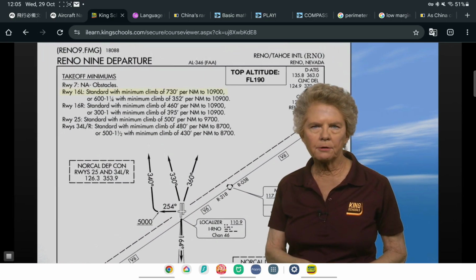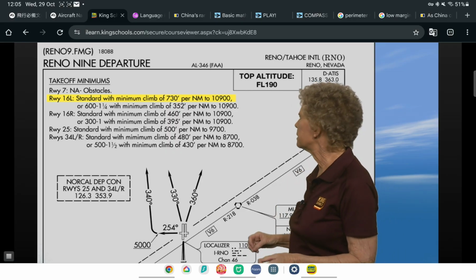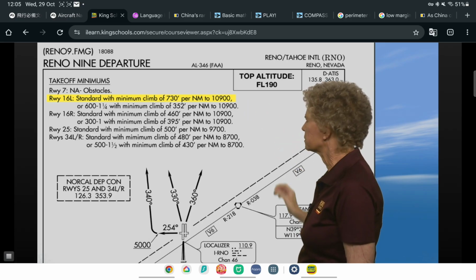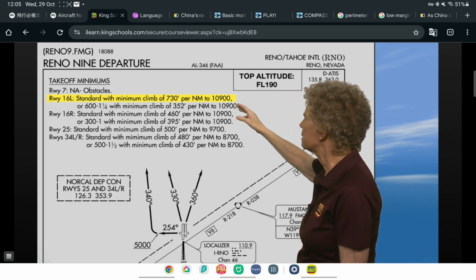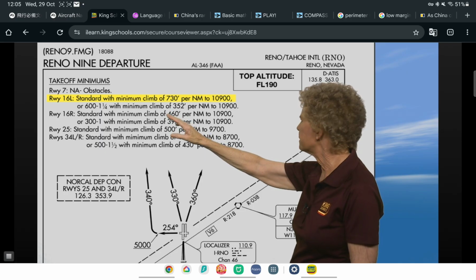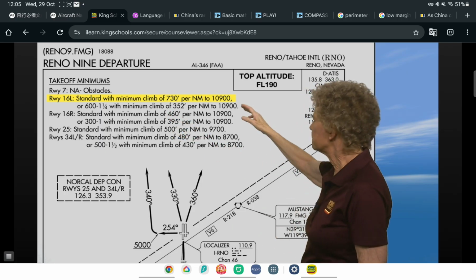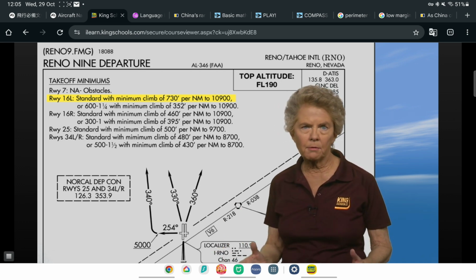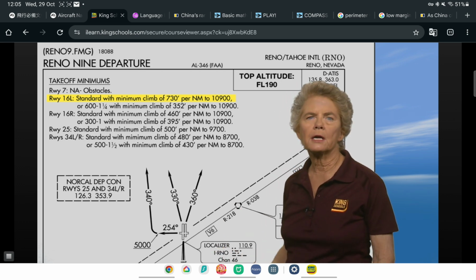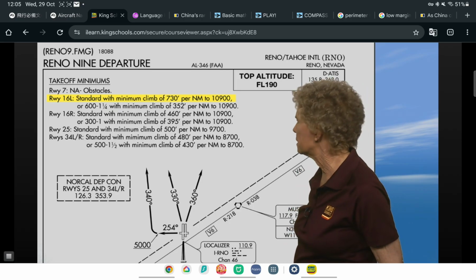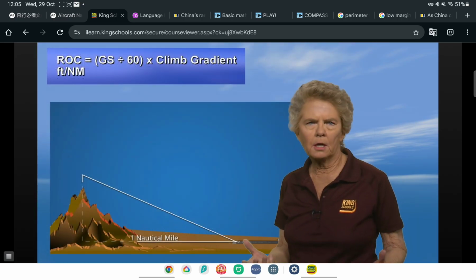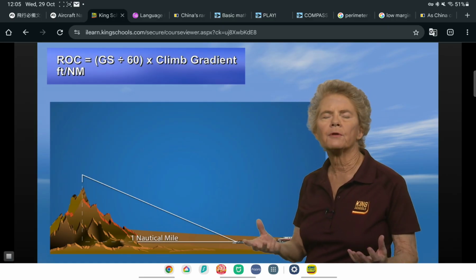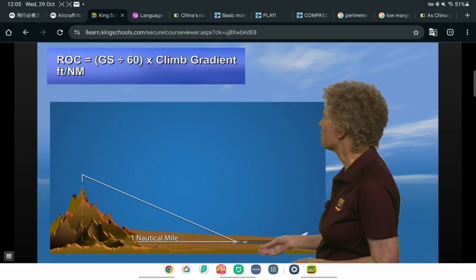Let's look back at the Reno 9 departure and the climb gradient required for runway 16 left and see how this works. Here it says a minimum climb gradient of 730 feet per nautical mile to 10,900 feet is required. You already know a high rate of climb is going to be needed because that climb gradient is a pretty big number. So, say you're flying your new jet and you're expecting a ground speed in the climb of 150 knots as you depart Reno.